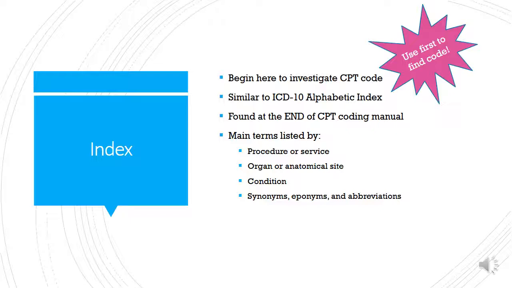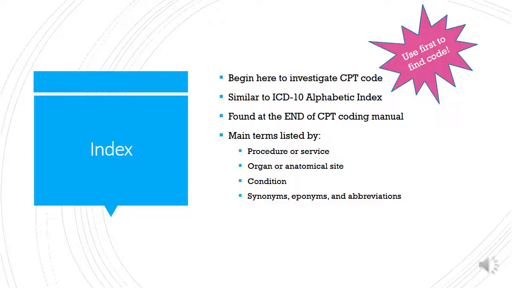Note that many abbreviations are cross-referenced to the full term. In this case, the entry under GERD, G-E-R-D, shows C, gastroesophageal reflux test. The coder would then look up gastroesophageal in the index as the next step.